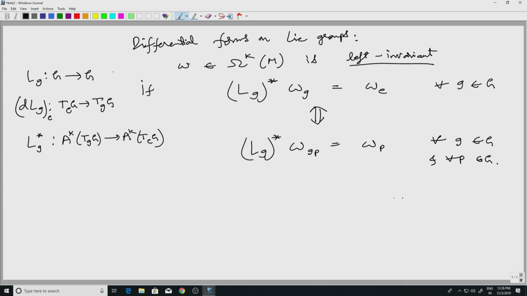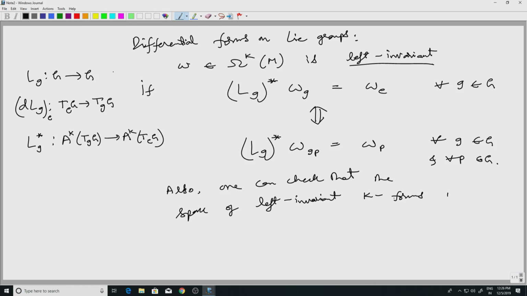The second thing is that one can also check that the space of left invariant forms. Here I say space, since the set of left invariant forms of a given degree forms a vector space; we can add them or multiply by scalars. One can check that the space of left invariant K forms is isomorphic.